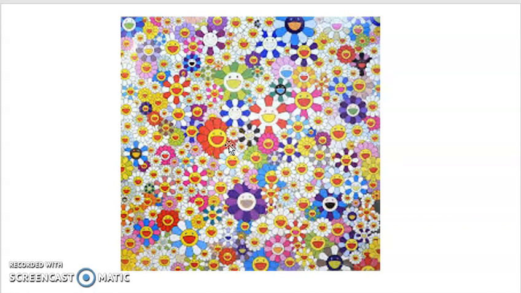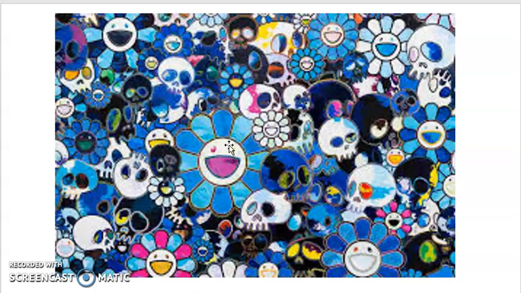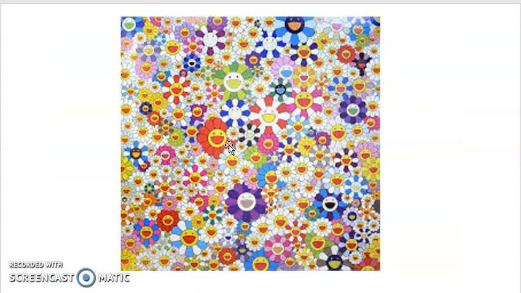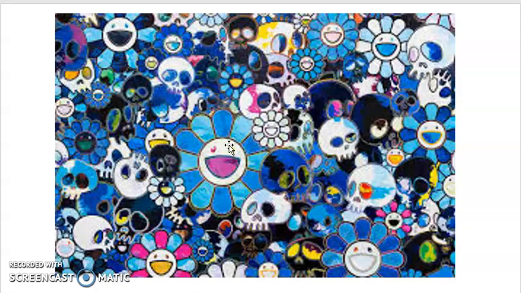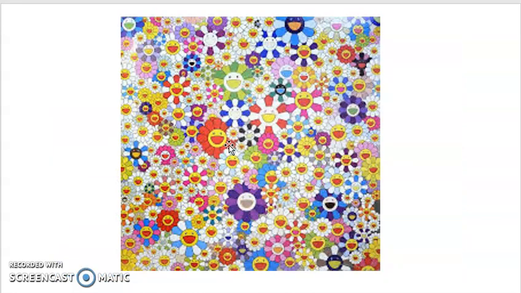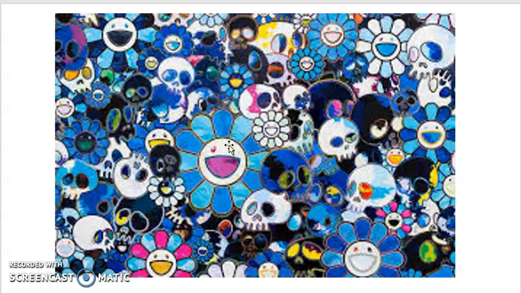Now this next one is almost the same kind of motif with the flowers and the sun, smiley faces, but he's got skulls mixed in, and it's more of a somber color palette. So there he's got more bright colors, and here he's used more blues. And of course the skull kind of adds to it.